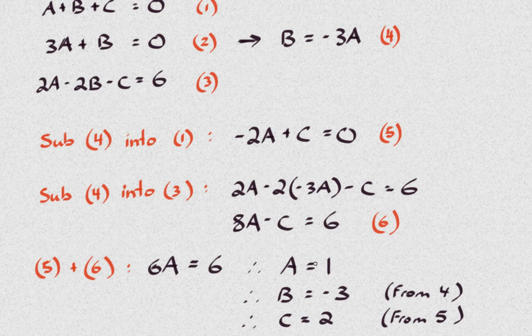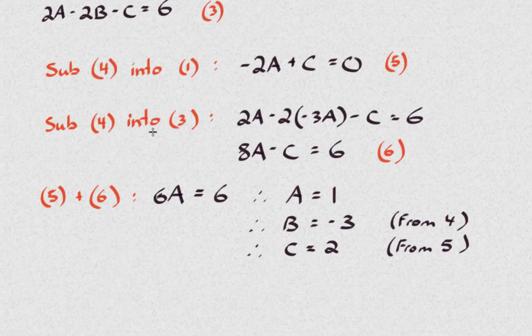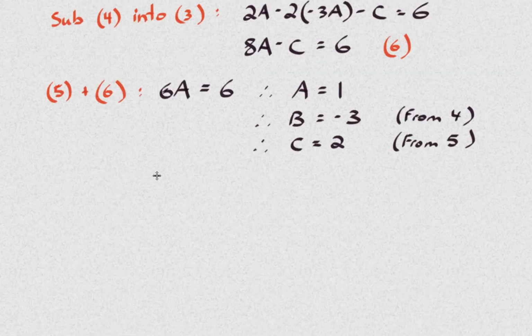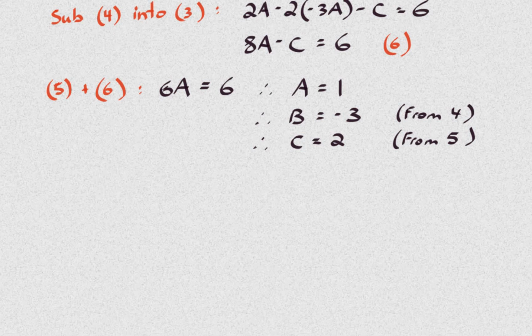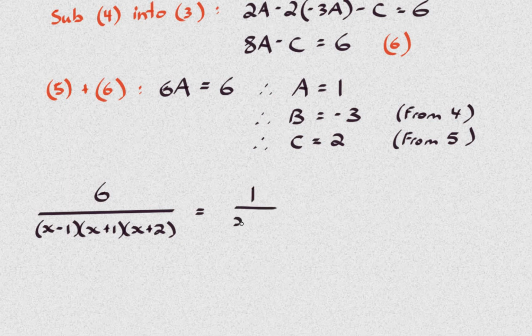And so now that we've figured out the values of a, b, and c, we can rewrite that initial fraction, right? Which helps us when we're integrating. So the initial fraction, which was this guy, can be rewritten as a, or 1 over x minus 1, plus b, oh well, that's minus 3, isn't it? So minus 3 over x plus 1, and plus c, which is 2 over x plus 2.